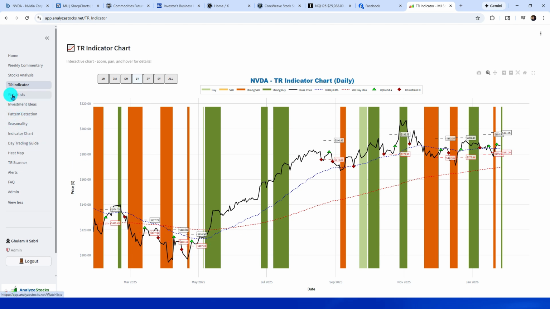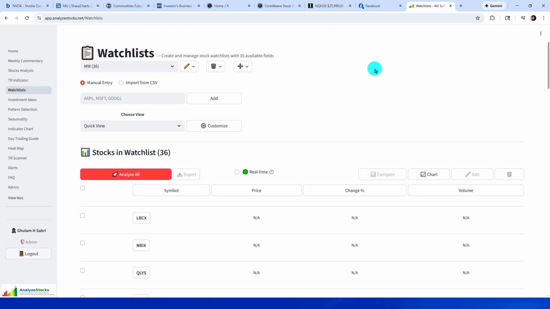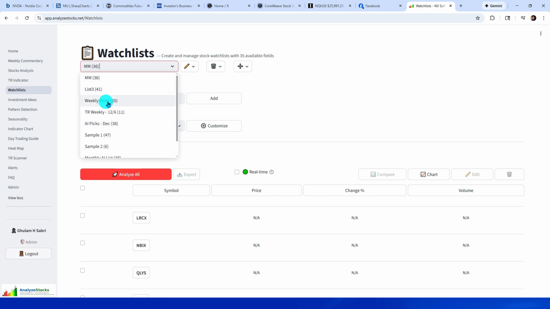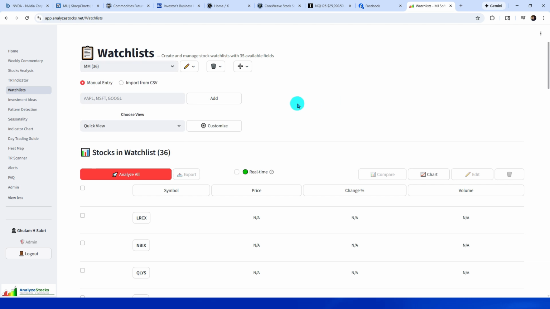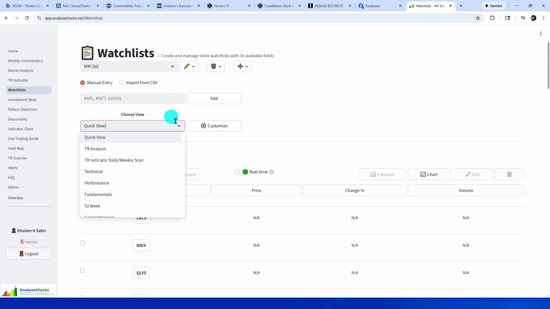Moving on, you can have a list of watch lists where you can have different watch lists for your different purposes, like we have our weekly fixed watch list, some sample watch list, and some monthly AI list, and we have stocks in those watch lists. You can choose different types of views. Views means you can select or remove the columns of your choice like price, change, volume.